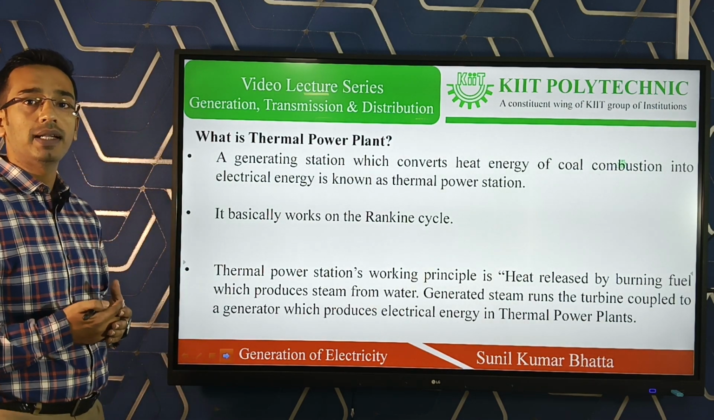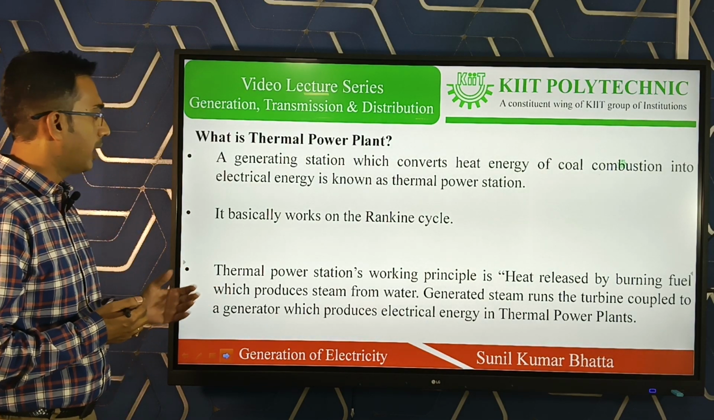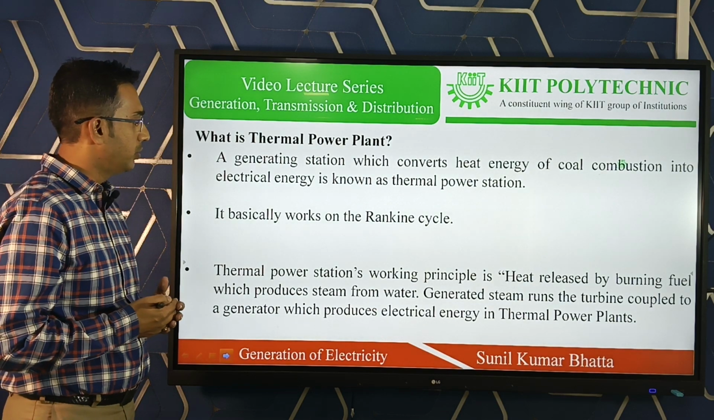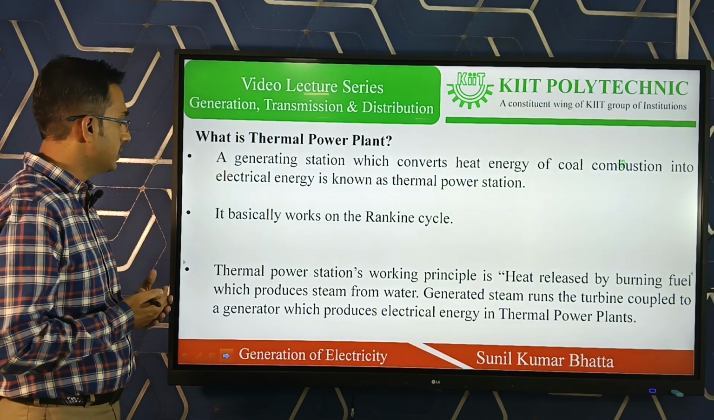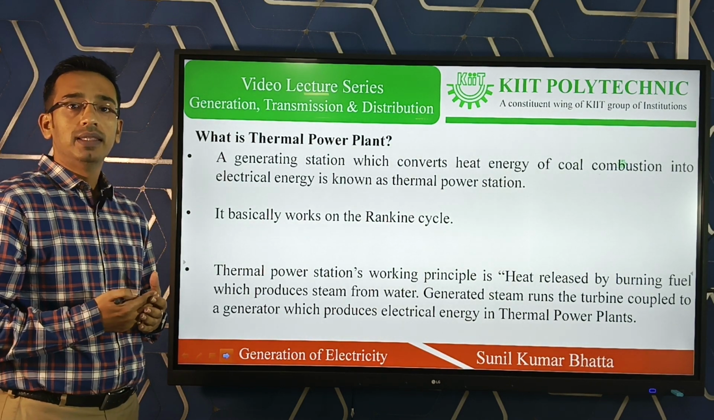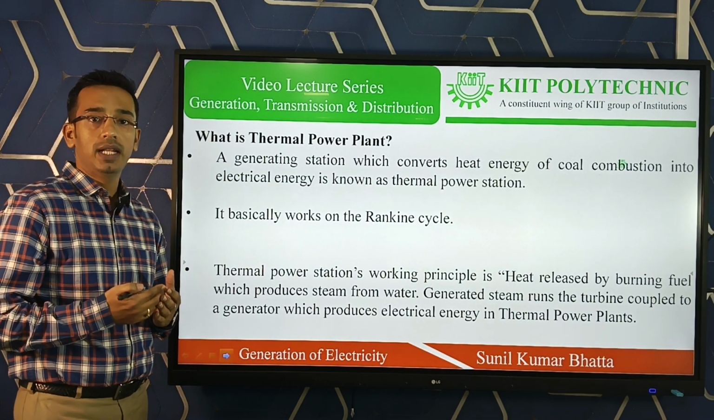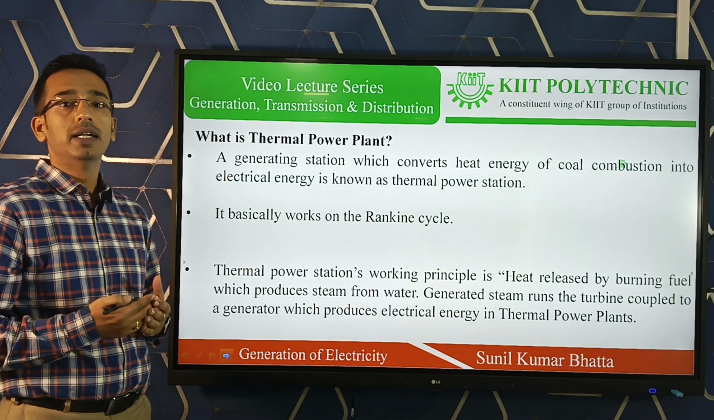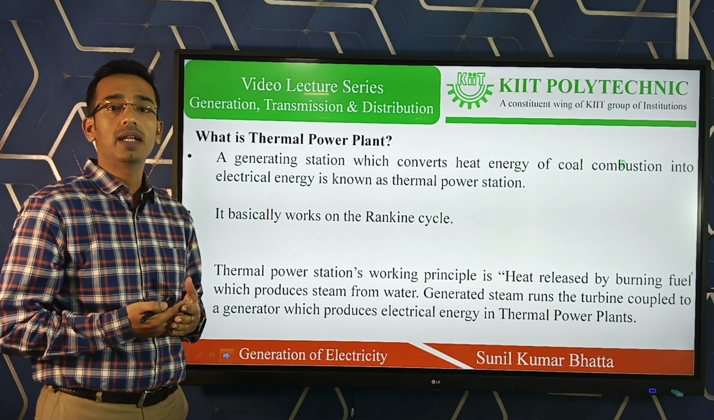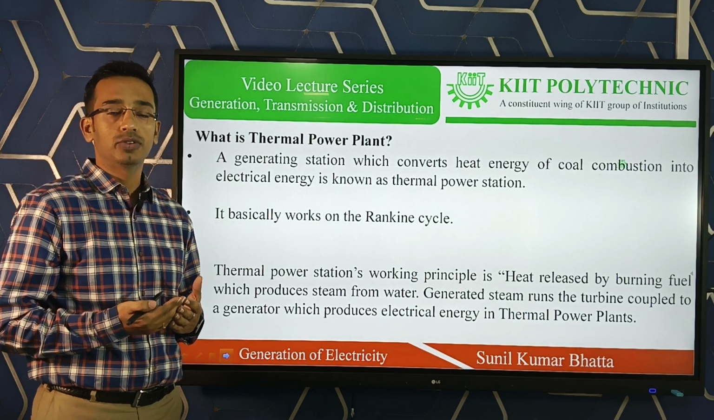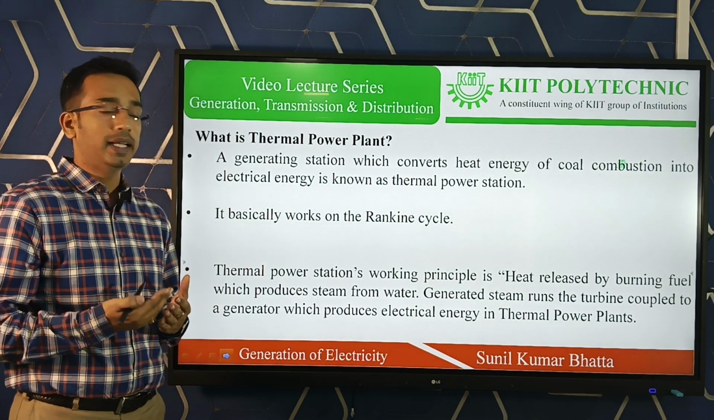This thermal power plant is basically based on the Rankine cycle. As I just told you, the heat released by the coal combustion is utilized to produce steam, then the steam is applied to a steam turbine, and the turbine and the generator or alternator are coupled. So when the turbine rotates, it rotates the generator, and the generator produces electricity. This is the principle of how the thermal power plant operates.